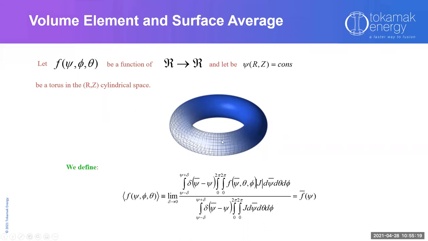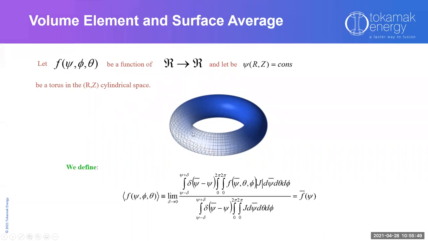And let's consider on the torus a function, which could be anything. It could be your density, your temperature, anything you can think of. It's a scalar function, it's not a vector. And that will be a function of psi, phi, and theta, the three coordinates. In particular, if you are on this surface, psi will be fixed. It will have a value, the value of the psi of the surface.